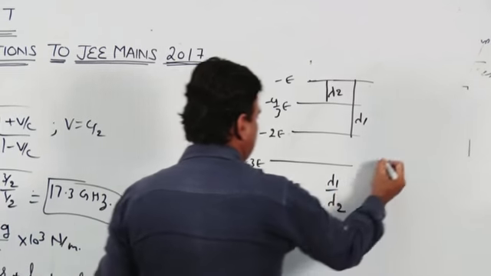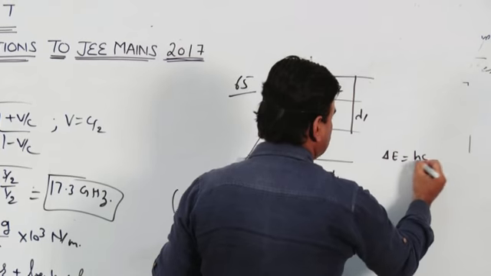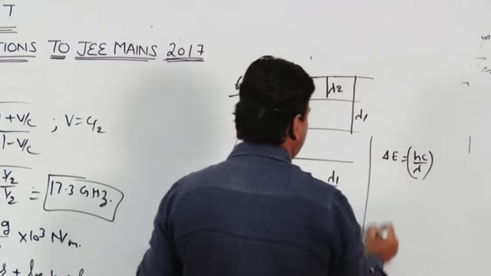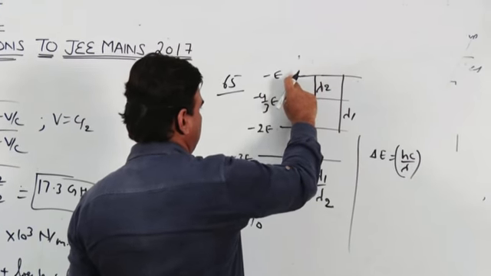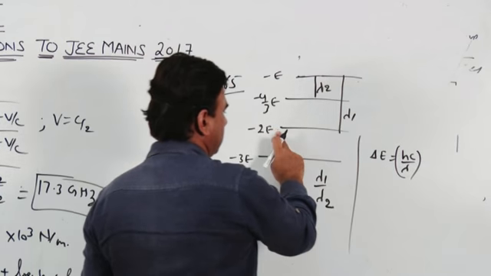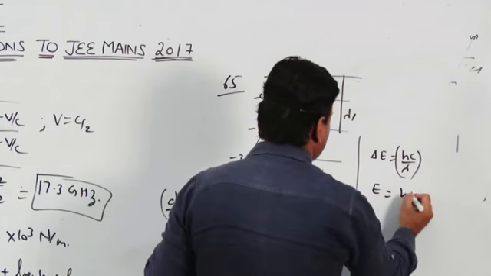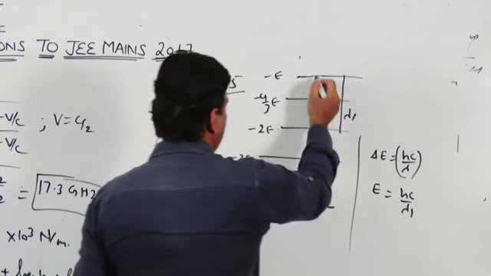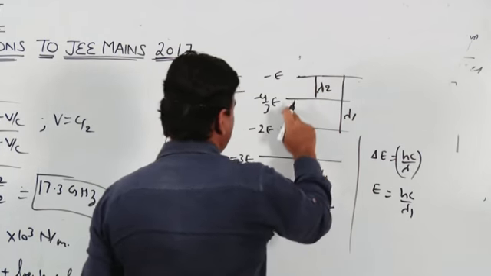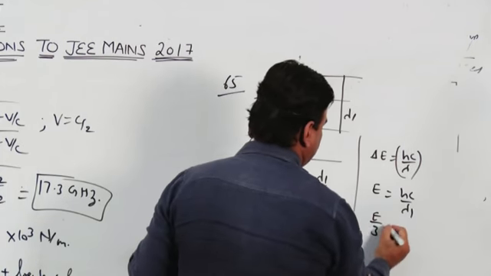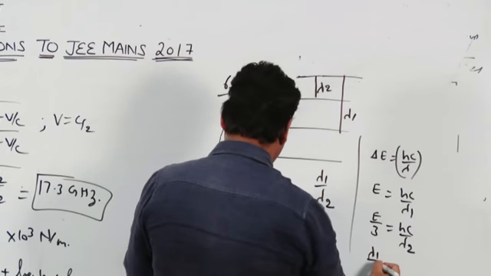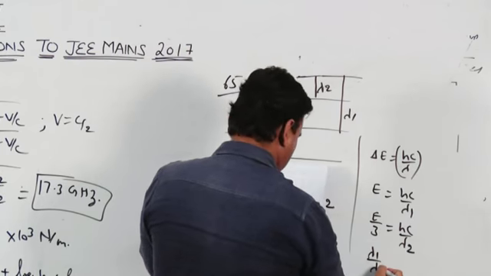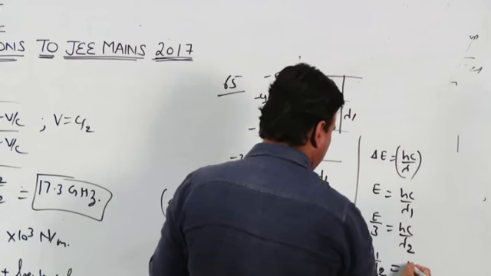As we know, delta E equals Hc by lambda. Similarly here, to find lambda 1, we have to subtract minus E minus of minus 2E. So it will become E equals Hc by lambda 1. Similarly for lambda 2, it will be this minus this, so it will be E by 3, Hc by lambda 2. And if we divide, we get lambda 1 by lambda 2 equal to 1 by 3.